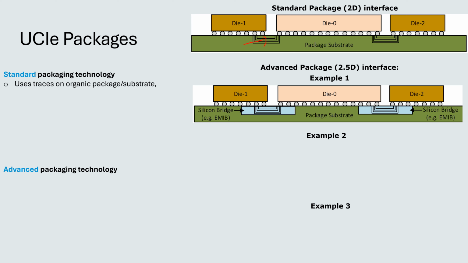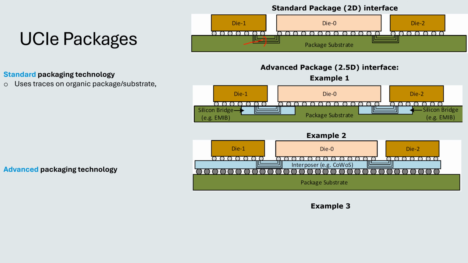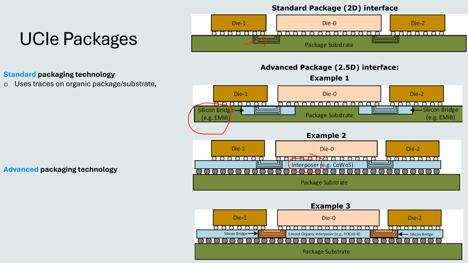In advanced packaging, they are realized using multiple technologies. I'm covering three of them. In the first one, we have a silicon bridge, used for connecting the neighboring dies, on the substrate itself. In this second example, we still have a substrate, but we have an interposer, used for connecting the two dies.